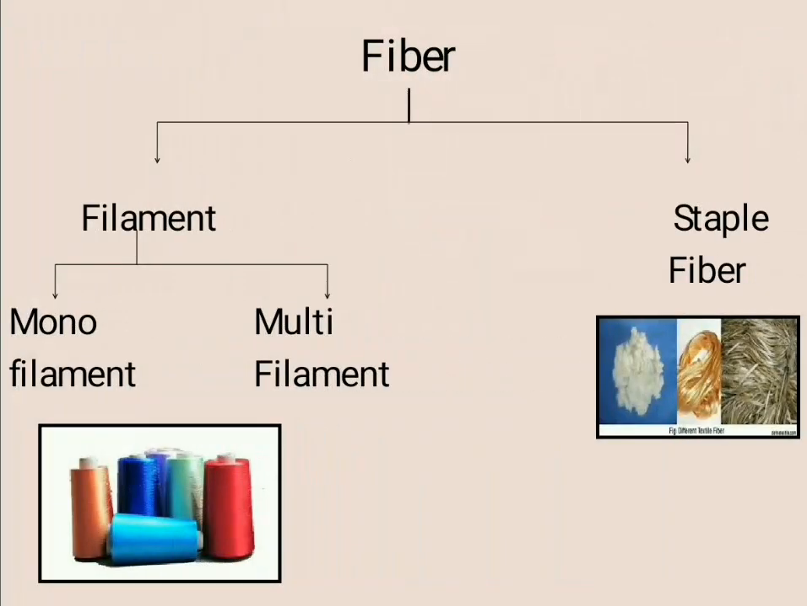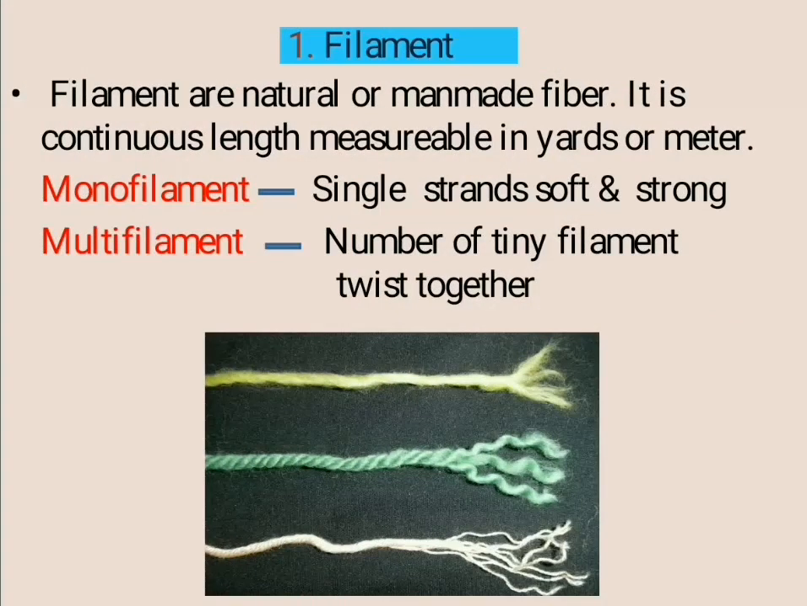According to fiber length, fibers are classified as filament and staple fiber. The filament is classified as monofilament and multifilament. This is the filament. It's a continuous length. Staple fiber is a short length. Filament, natural or man-made fiber, is a continuous length measurable in yards or meters.